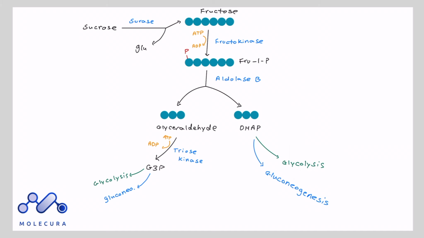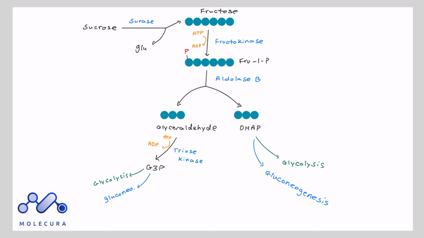But as well, during the starvation stage where the body is deprived of glucose, the glyceraldehyde 3-phosphate and our dihydroxyacetone phosphate are going to be important intermediates of gluconeogenesis to be converted into fructose 1,6-bisphosphate, which we're going to be talking about in another video.